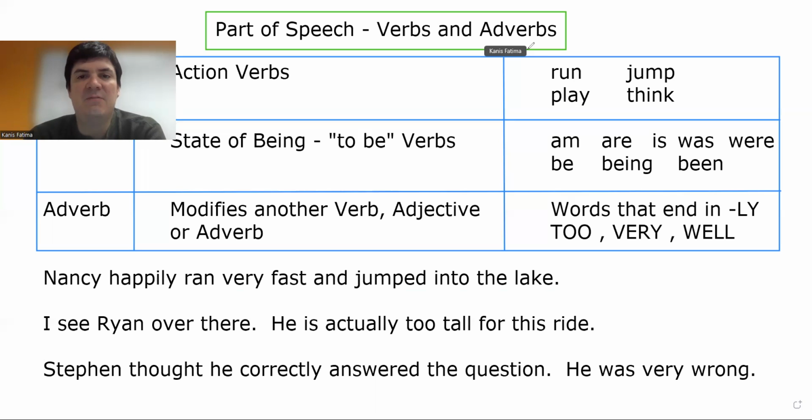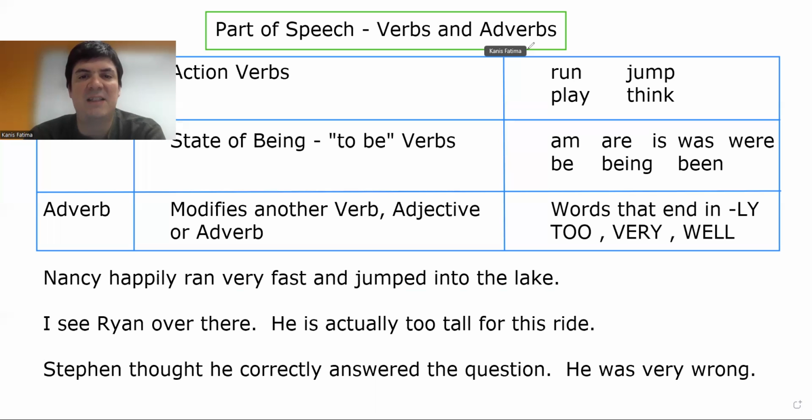The second kind of verbs are called state of being, or what's called to be verbs. These verbs are not describing an action, they're describing a state of being. The common state of being verbs are am, are, is, was, were, be, being, and been. Again, they do not describe an action.